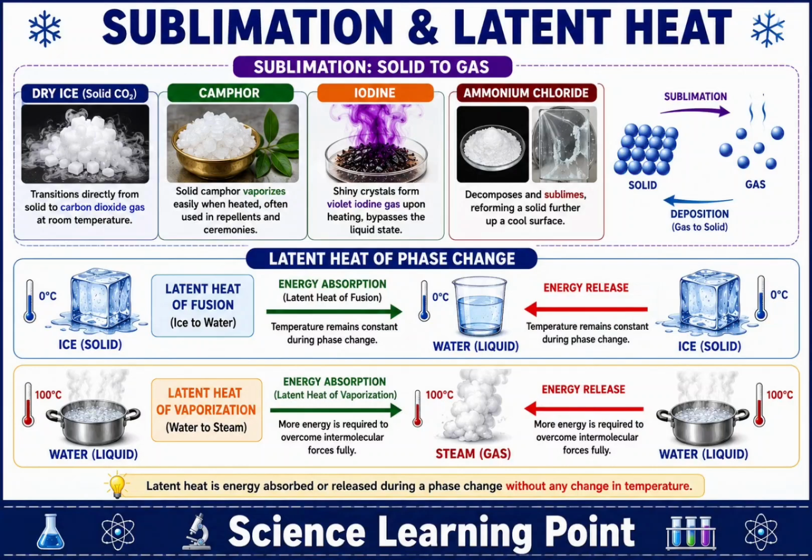You already know that a solid first becomes liquid, then gas, like ice to water to steam. But some substances are different. They skip the liquid state. Matlab, there is no liquid state. They directly change from solid to gas. This process is called sublimation. And if the opposite case occurs, I mean gas changes directly to solid, that's called deposition.